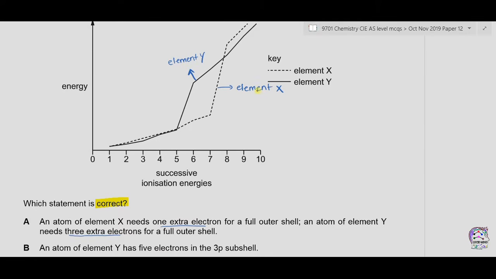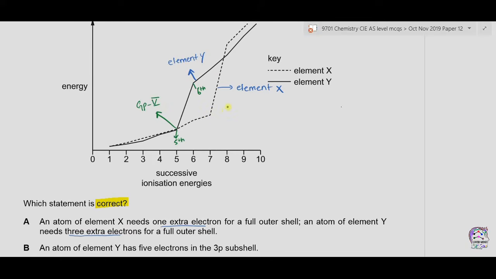Now we can see that between the 5th ionization energy and 6th ionization energy, element Y makes a jump. It means that the shell is removed after the 5th electron and the 6th electron is in the inner shell that is nearer to the nucleus, so a larger amount of energy is required to remove the 6th electron as compared to the 5th electron. So we can say that element Y belongs to group 5 of the periodic table.